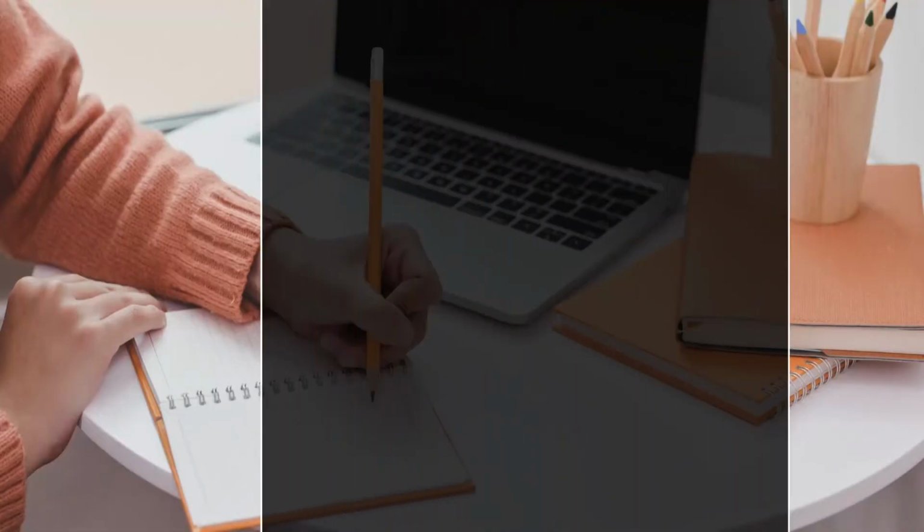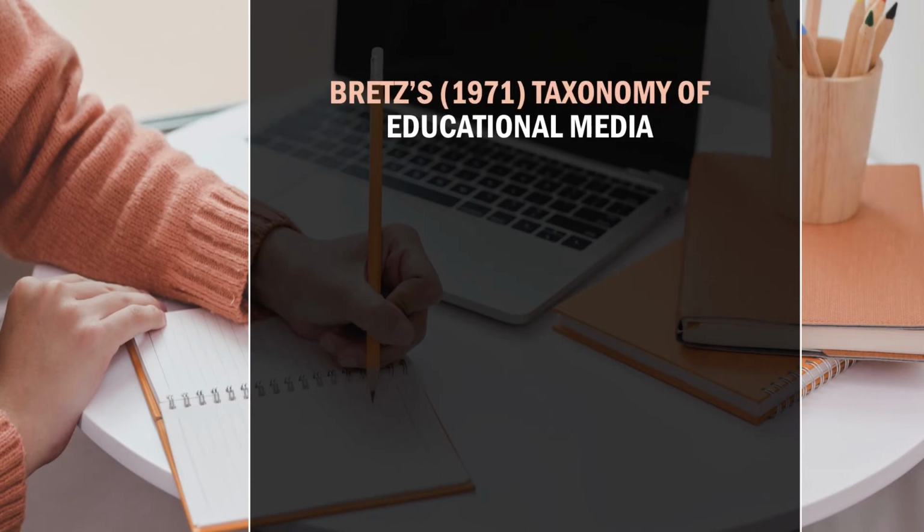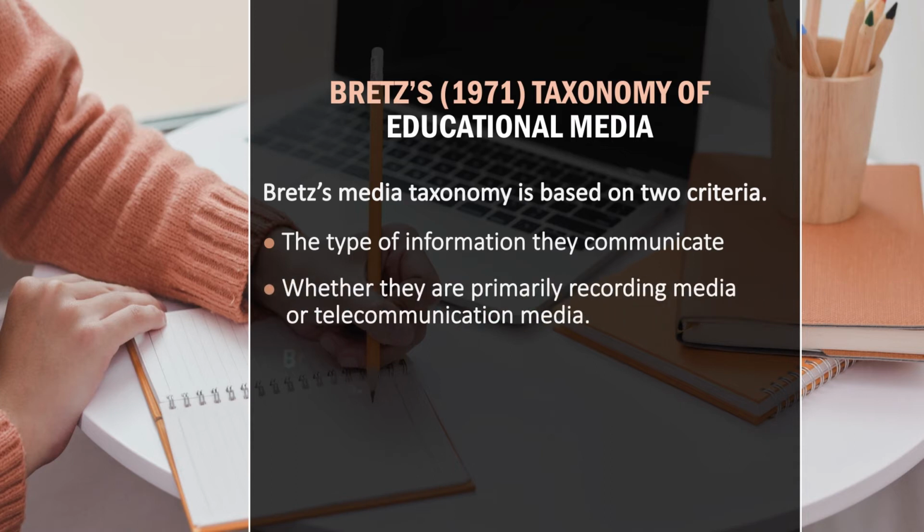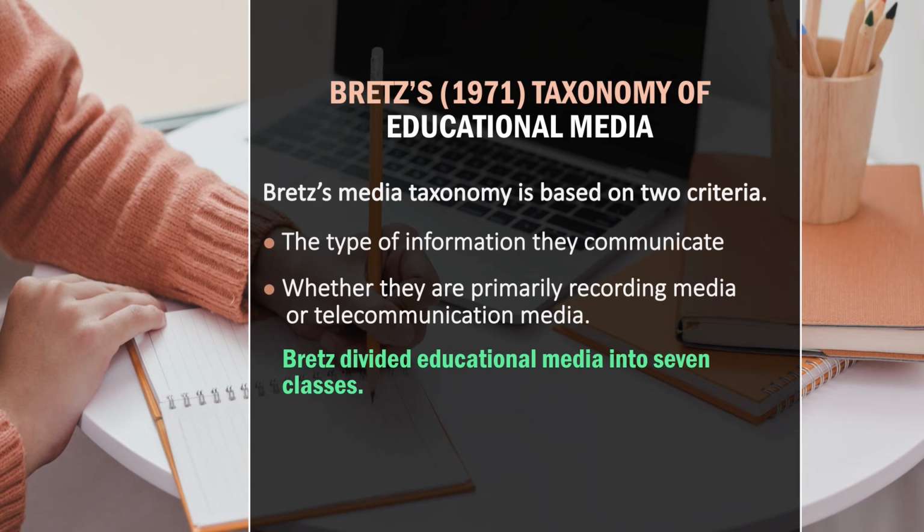But smaller things like slides and small videos come in the category of small media. In addition to this, you have Brecht's taxonomy of educational media. Here you will find that the definition is based upon how communication takes place. In fact, Brecht has divided educational media into 7 classes. Let us now see these 7 classes and take them up one by one.